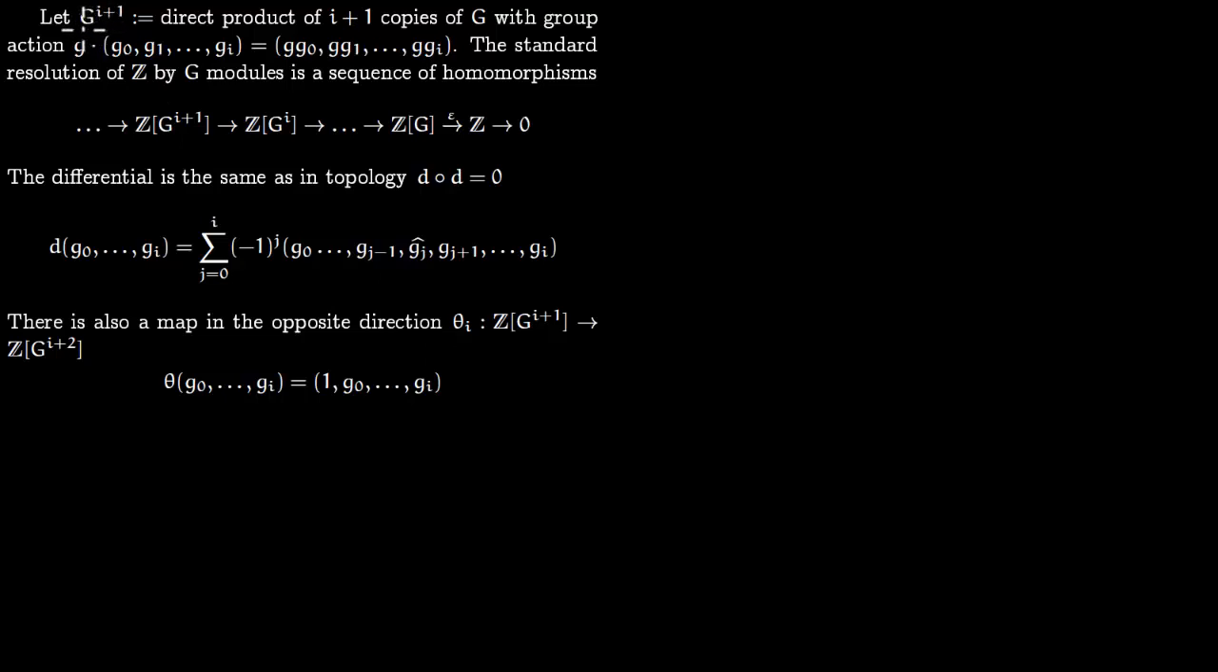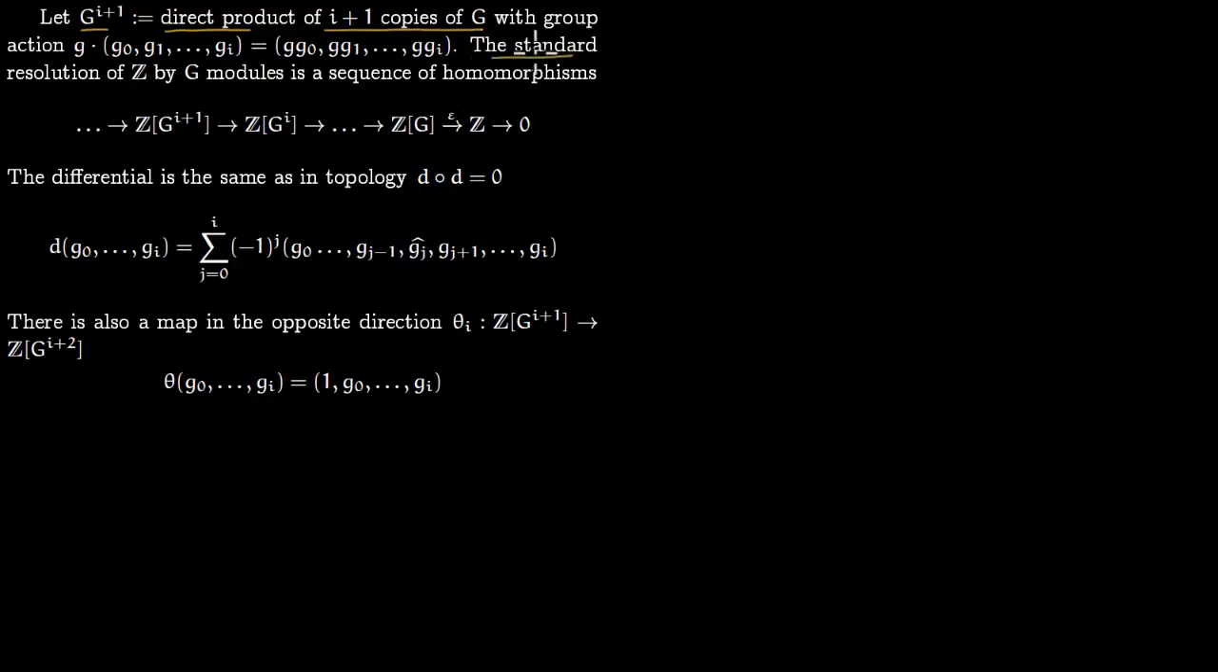Say this G^{i+1}, this we have talked about before. This is just a direct product of i+1 copies of G, so that we write it like this, g_0 all the way to g_i, so you can see i+1, and you have an obvious group action: G acts on it, and you multiply g throughout.